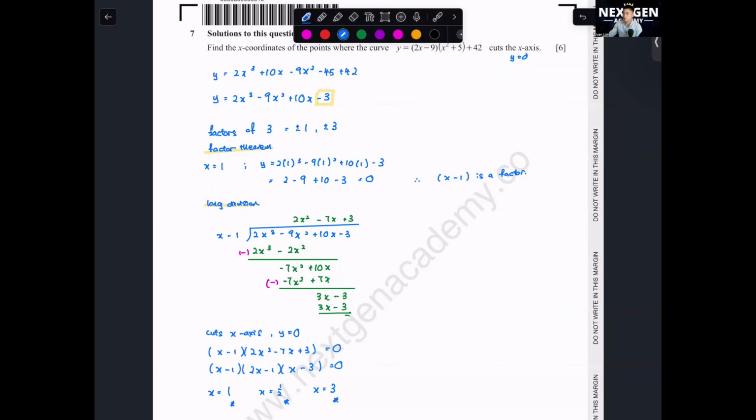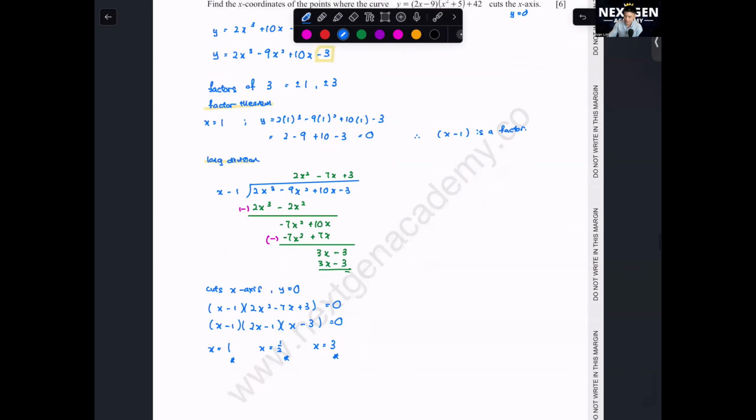All right, question 7. Please type 7 if you can do this. Any question? Everyone very fast. Okay, let's move on.